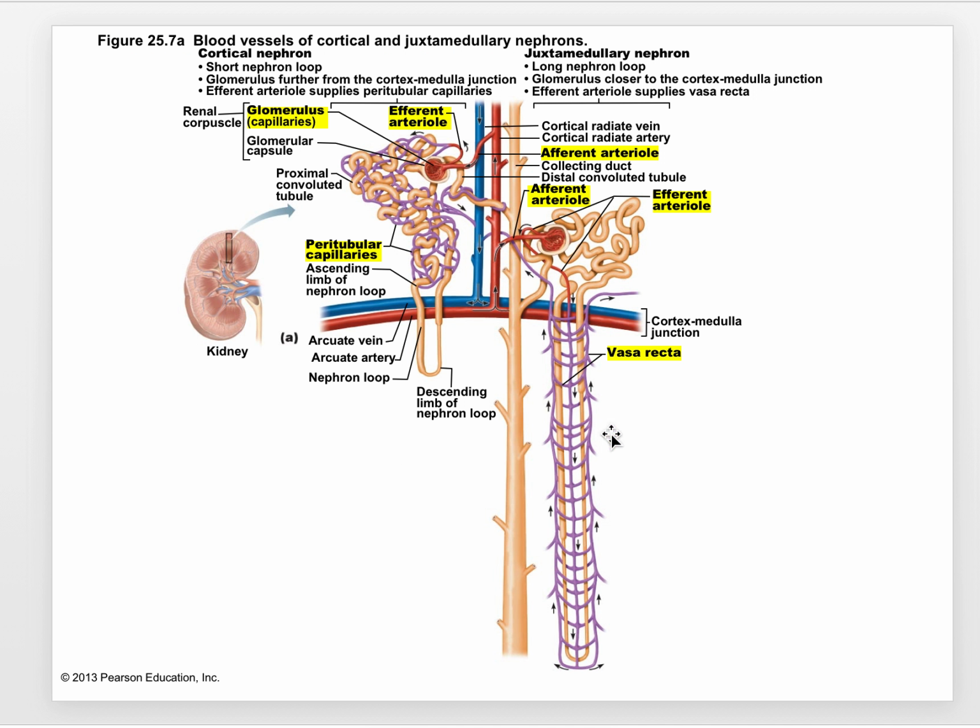So here's the different capillaries. You have afferent arterioles going into the glomerulus, efferent arterioles. The efferent arterioles branch and become part of the peritubular capillaries or the vasorecta.